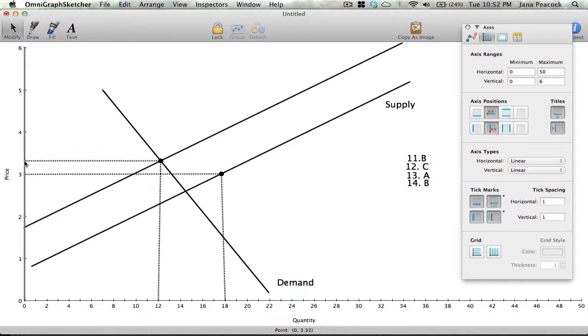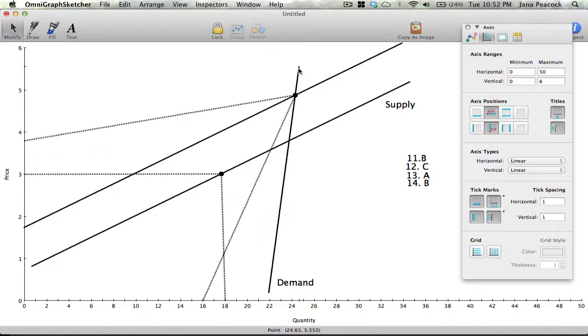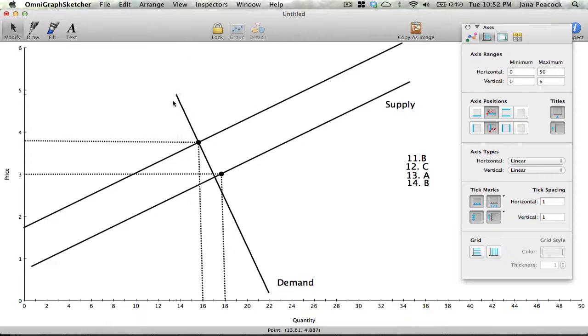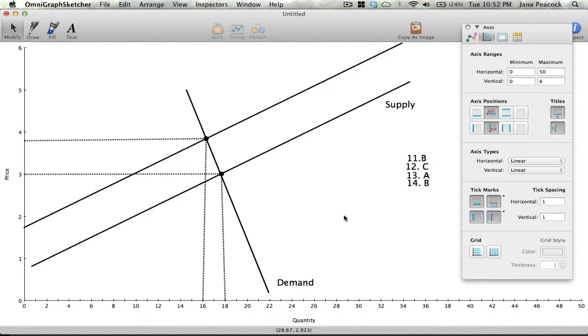So you can see that inelastic demand means that the price may change a good bit, but the quantity demanded is not going to change very much. And again, the way I think about inelastic demand is it's more straight up and down than side to side in any particular way. So that's inelasticity.